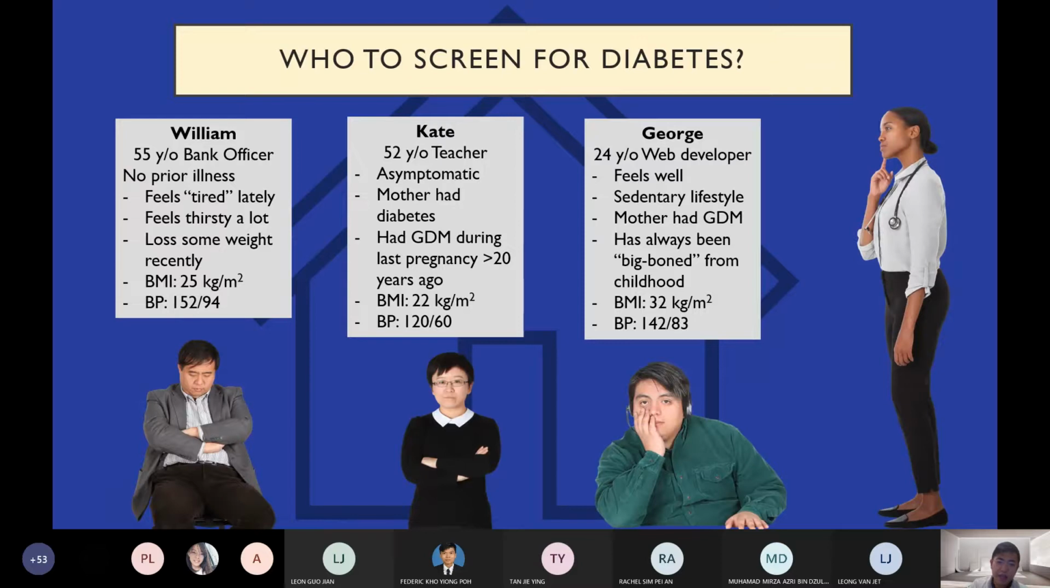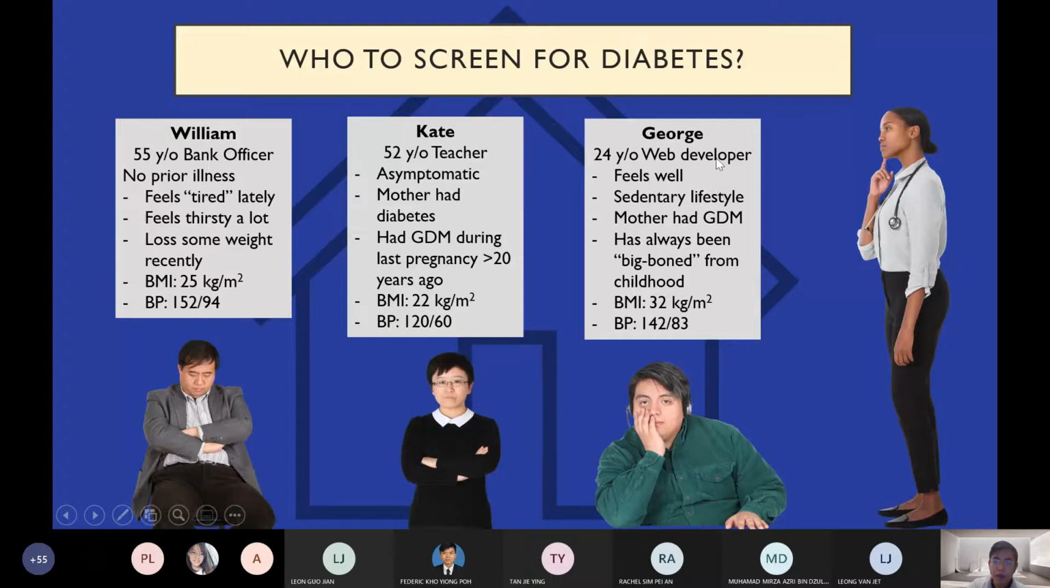So basically, all of them need to be screened for diabetes. Because you see, Mr. William here has symptoms of type 2 diabetes. He has osmotic symptoms, basically, and he's got some weight loss. He's middle-aged, and he's got some risk factors as well. Blood pressure is high, and even though he's lost some weight, he's still classified as overweight. And Kate has a background history of GDM and a positive family history as well, so there's a risk factor there, even though she appears to be lean and normotensive.